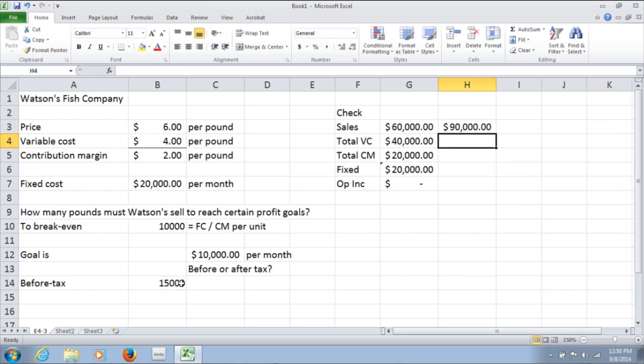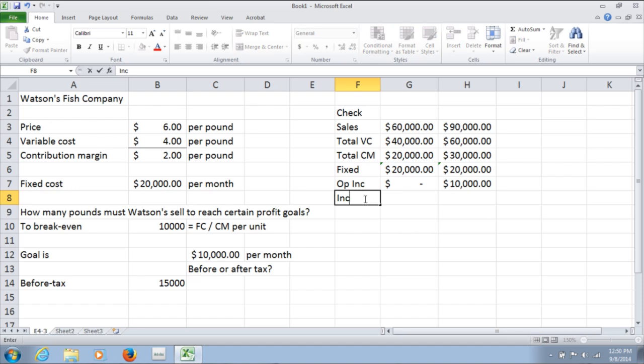$6 per pound, multiply that by 15,000 pounds, lock that in, drag that down, and then if we copy these formulas accordingly, we see that this fixed cost number then should be 20,000, and so we see that we have our $10,000 goal.